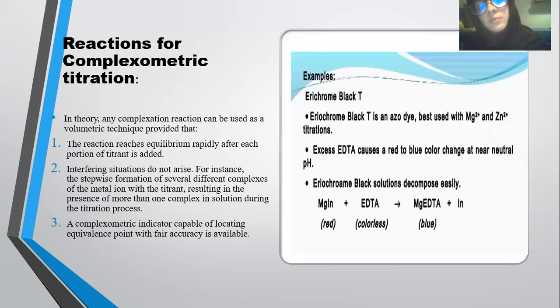Here is the Eriochrome Black T, which I also told you about in the previous slide. So this is the second reaction with the zinc and magnesium, where the excess causes a red to blue color change at neutral pH.